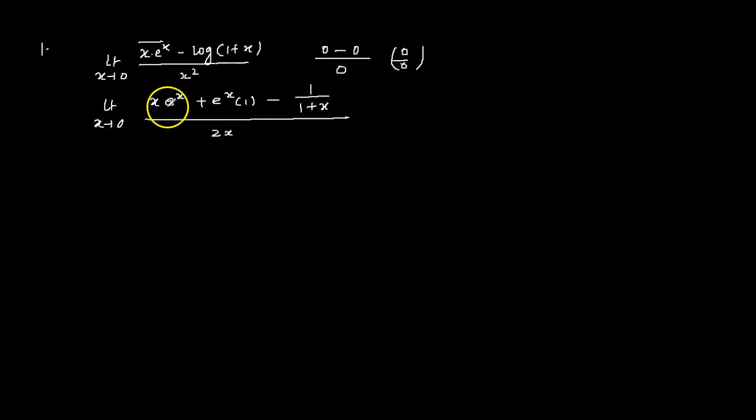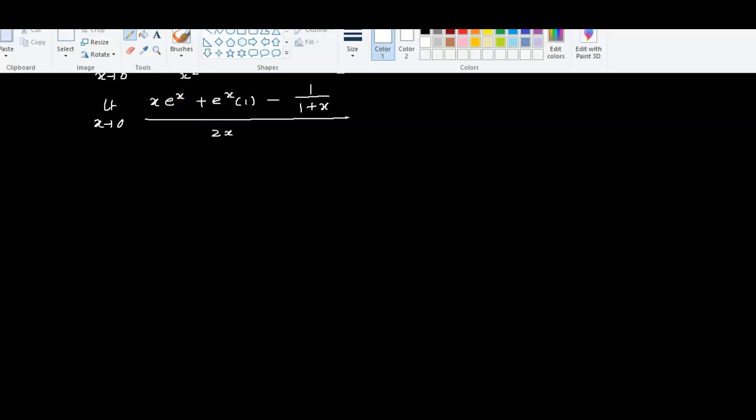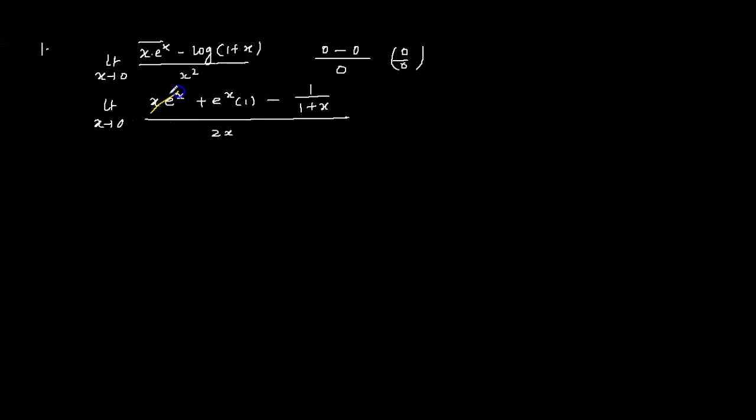Now you put x tends to 0 here. This part will be 0, because 0 into anything is 0. This one, e power 0, is 1. You can substitute it step by step and show that in the examination also. This is 0 plus e power 0 which is 1, minus 1 by 1 plus 0 which is 1, divided by 2 into 0. So again you get the 0 by 0 form, so again you differentiate.